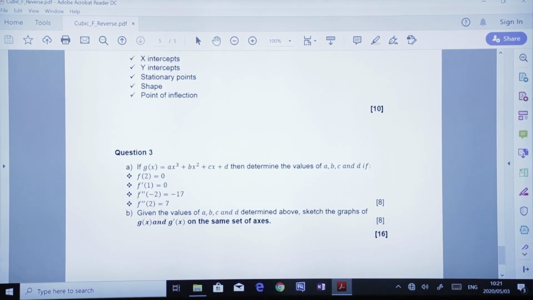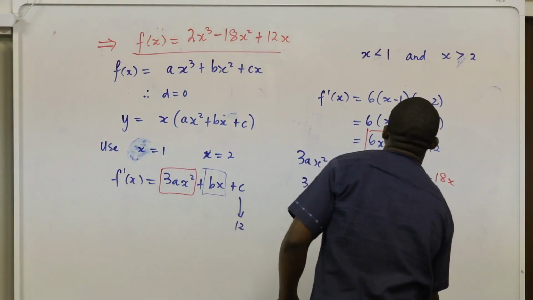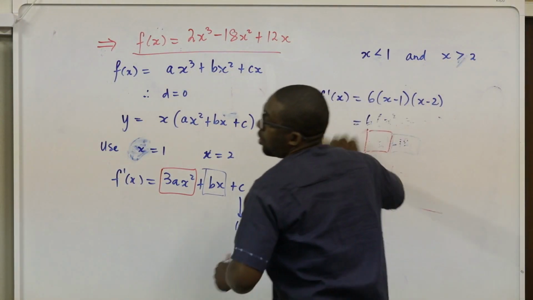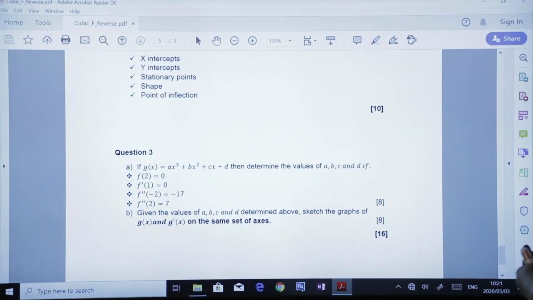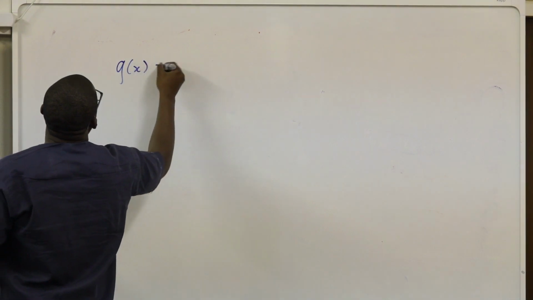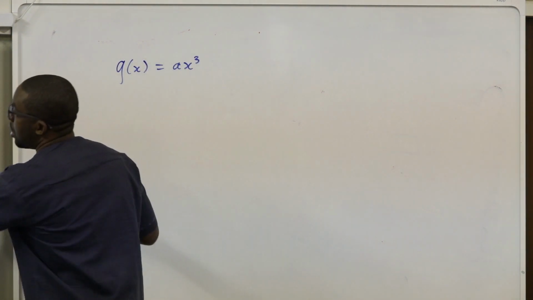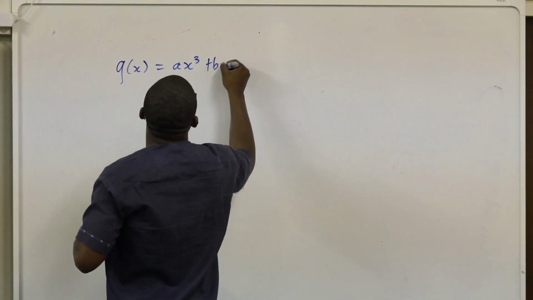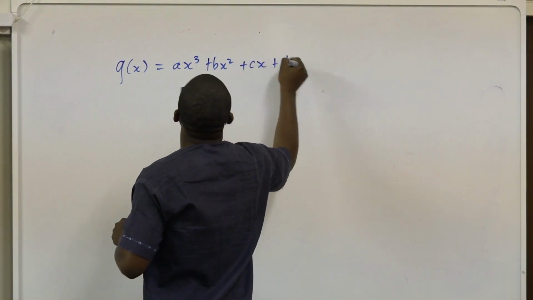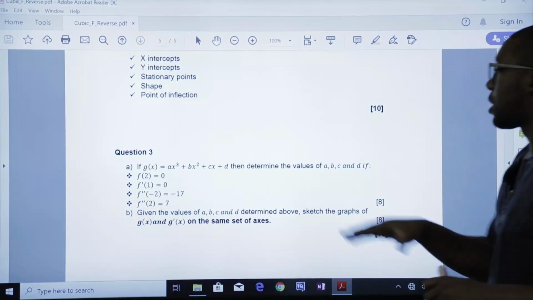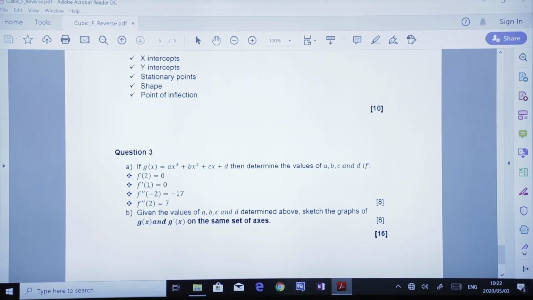The last question I want to do is question 3 on that page there. We're given g of x is equal to ax cubed plus bx squared plus cx plus d. It is in its standard form. Determine the values of a, b, c, and d if we're given those pieces of information.